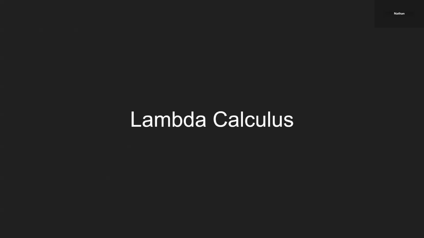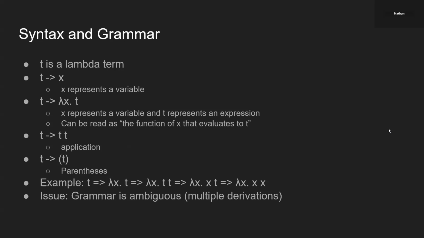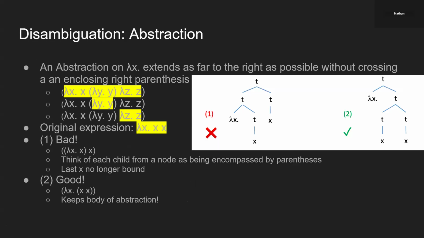Okay, we're going to start with lambda calculus, everyone's favorite subject in 340. I'm not going to focus too much on this, but this is the syntax and grammar. Hopefully you should be familiar with this. The more important thing is that the grammar is ambiguous. How you derive a certain input can have different derivations for the same input. So this leads to our disambiguation rules, which will be on the next slide.